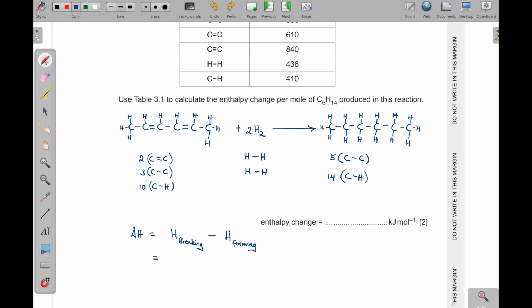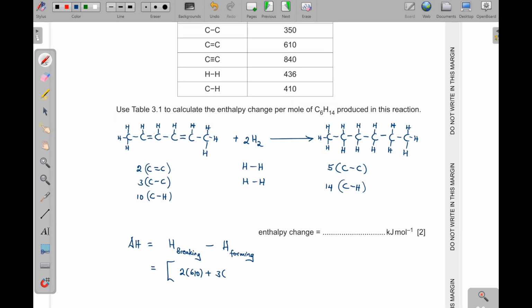So we are going to have energy for breaking. We have 2, let me just put this one here, 2 times carbon to carbon double bonds, we are seeing 610. Then we are seeing 3 carbon to carbon single bonds. Carbon to carbon single bonds, 350. Then we also have 10 carbon to hydrogen bonds.